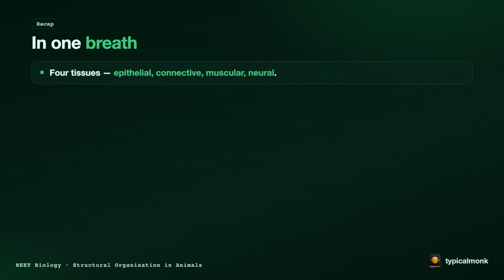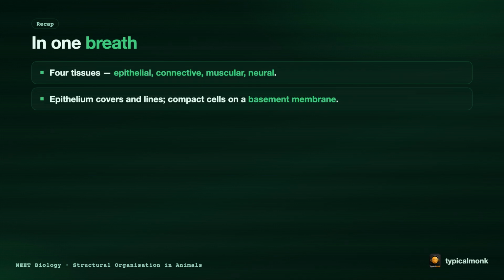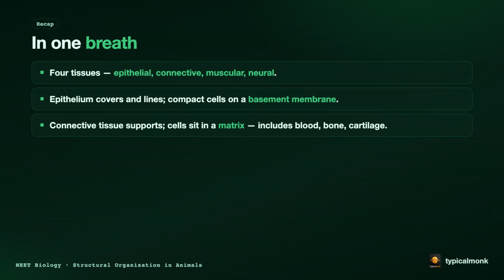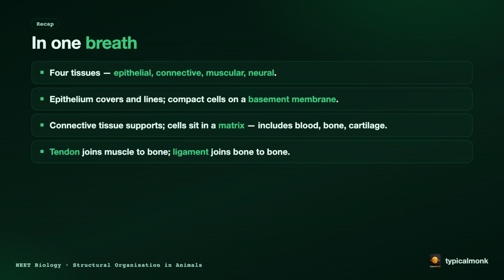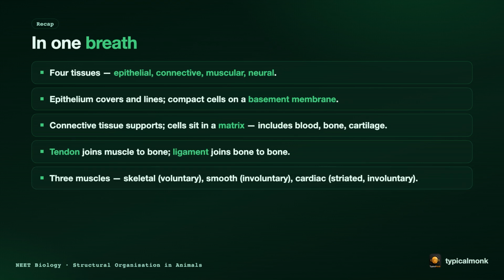Connective. Let's gather it all in one breath. 4 tissues: epithelial, connective, muscular, and neural. Epithelium covers and lines, compact cells on a basement membrane. Connective tissue supports. The cells sit in a matrix. This includes blood, bone, and cartilage. Tendon joins muscle to bone, and ligament joins bone to bone. 3 muscles: skeletal, which is voluntary, smooth, which is involuntary, and cardiac, which is striated but involuntary.